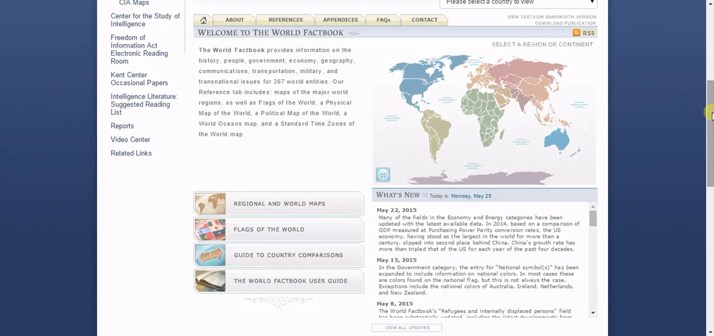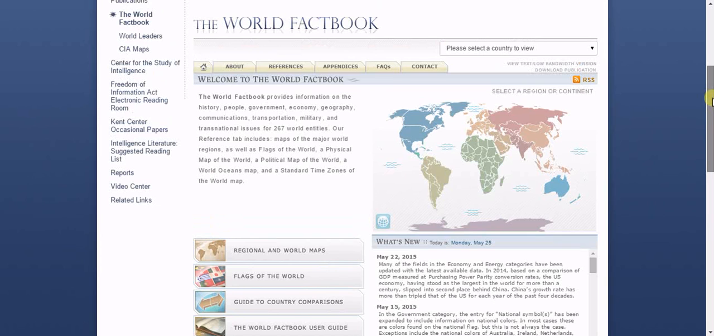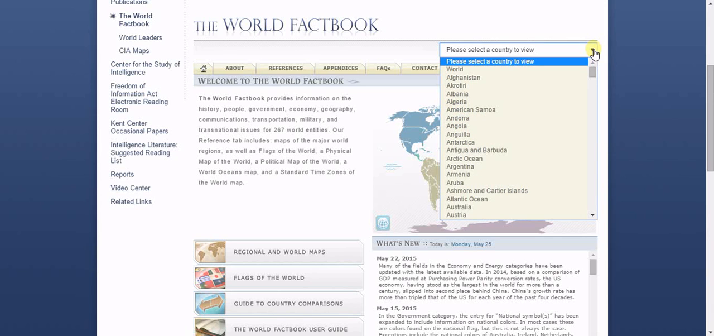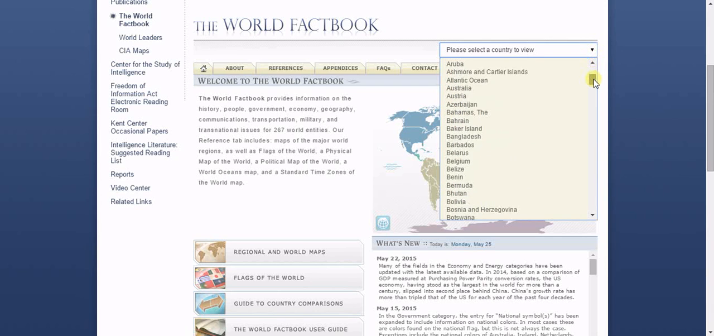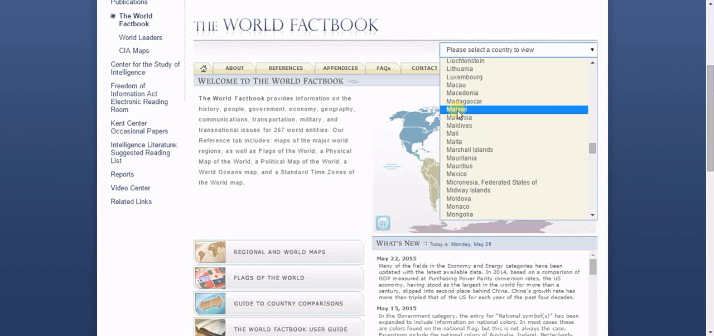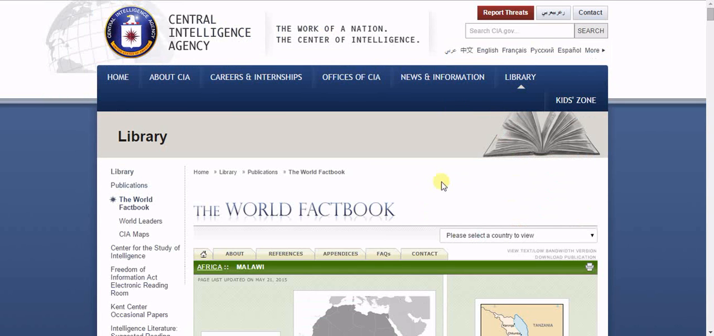So the first thing to do is figure out where we're going to find our information. Since our project has you focusing on just one country at a time, we're going to go right here where it says please select a country to view. And we are once again going to look for Malawi. So we're going to scroll on down to the M's, and here we are, Malawi. It takes us right to a page that is all about this one country.